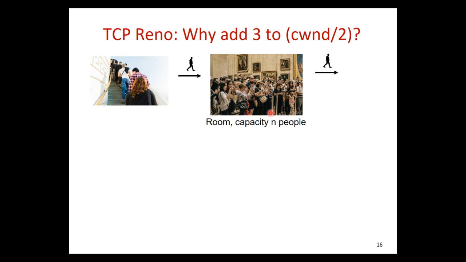Okay, so one person leaves the room, another person enters the room, and then one more person leaves the room, another person enters the room, and we have this kind of situation, right? 3 people left the room, so we can admit 3 new people into the room. Okay, now let's look at what that means for computer networks.